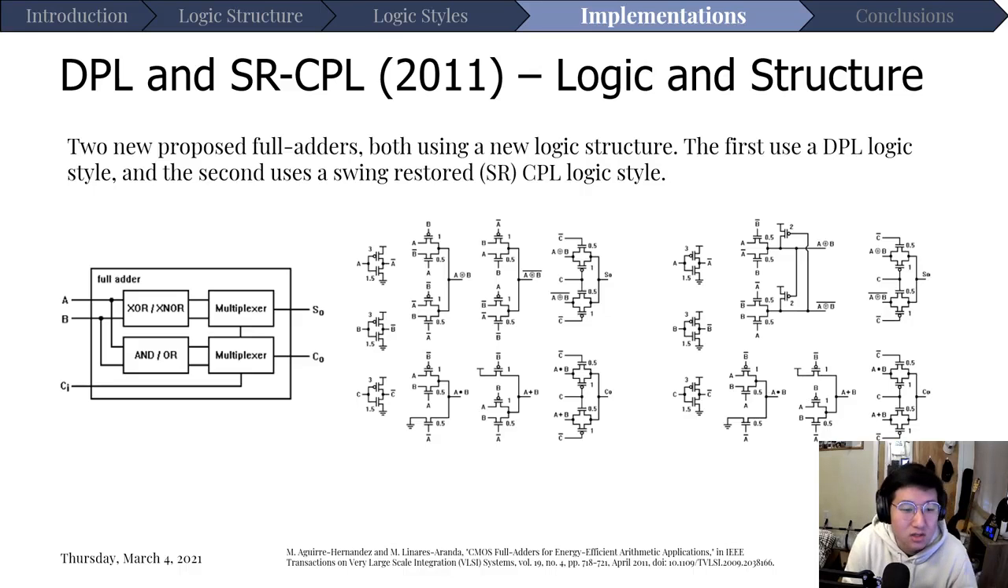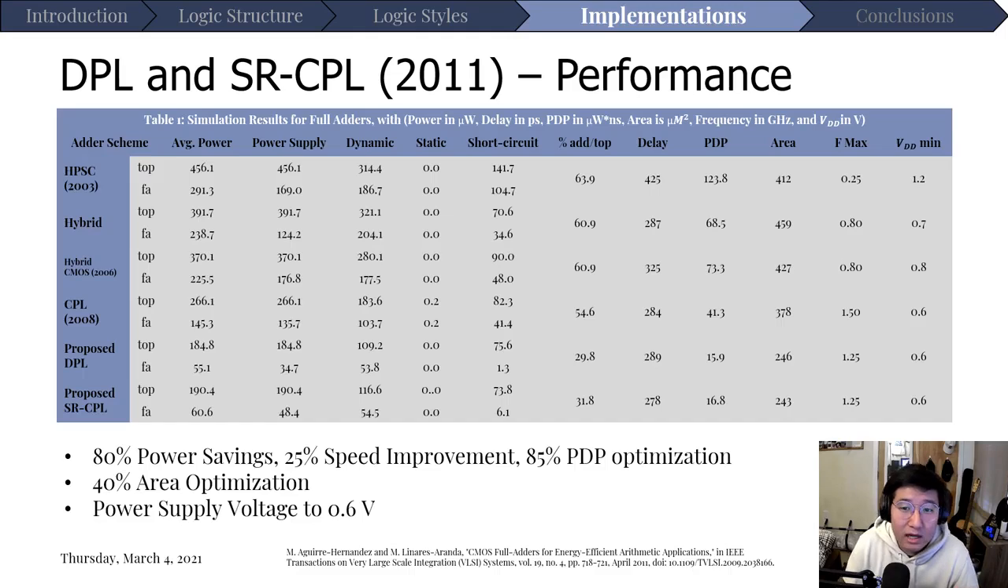Instead, they have a XOR and XNOR feed directly into the multiplexer and OR feed directly into the other multiplexer, and one takes the input from the other, which goes to carry in, goes into both multiplexers, right? And so this is a brand new logic structure that they implemented for both this DPL and CPL logic styles. And if you look at their performance, it just blows all the previous ones out of the water.